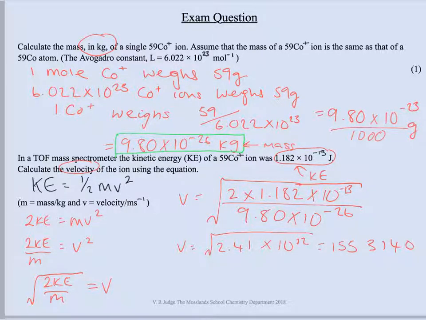1553140, which is obviously going to look a little bit nicer in standard form. So that gives us velocity is equal to 1.55 times 10 to the power of 6 meters per second. So that is the speed, or the velocity at which the cobalt plus ion is travelling through the mass spectrometer, or at least through the field-free drift zone.